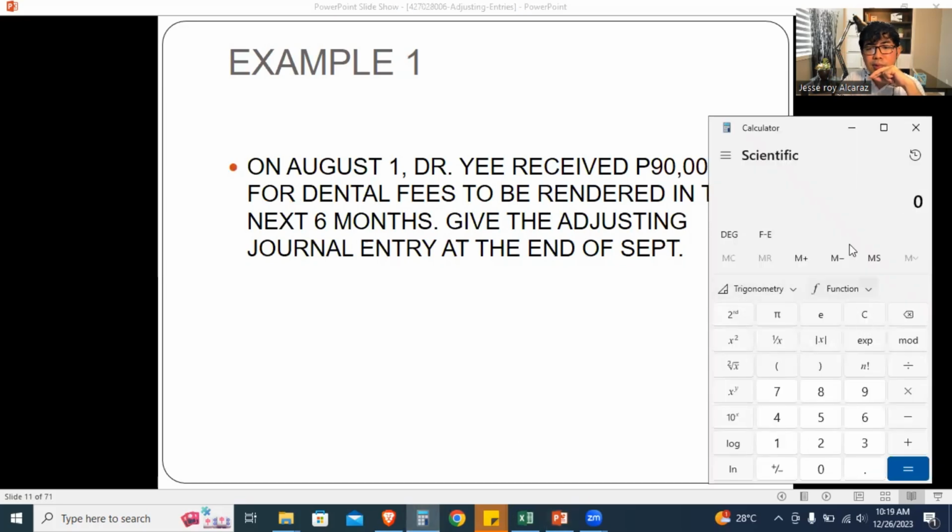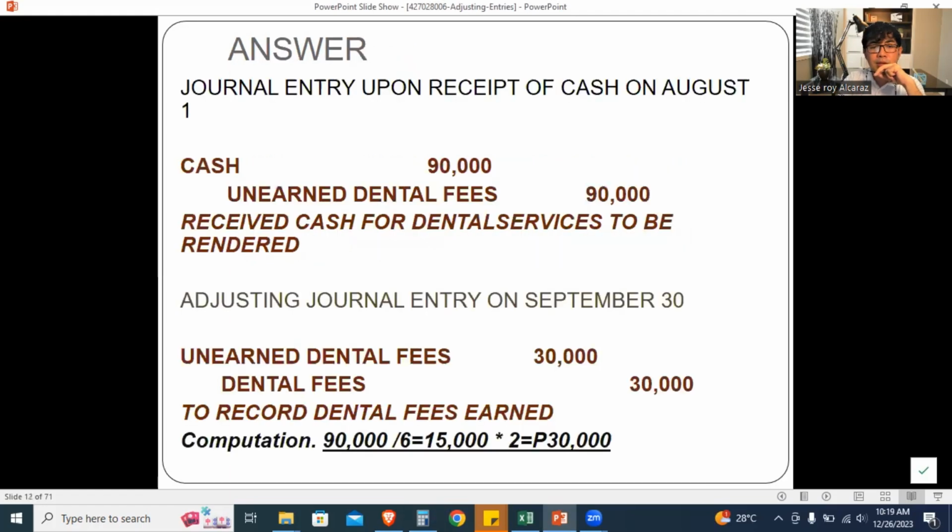So let's try to compute pila atong ma-earn per month. So 90,000 divided by 6 months. So every month na ay 15,000 pesos nga ma-earn nato. And since 2 months ang mulabay, 30,000 pesos. So the entry sa pagdawat sa maong 90,000 is debit cash, kaya nakadawat ang cash or cash increased, and then we record a liability account, unearned dental fees, 90,000 din.